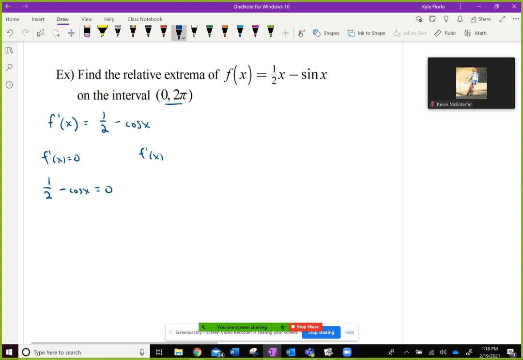Add cosine x to both sides. So that's when 1/2 and cosine are the same. So for what value between 0 and 2 pi does cosine of x equal 1/2? This is one that we can do in our head. So this is like a unit circle thing.